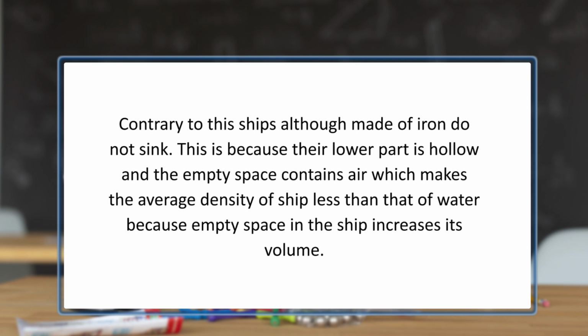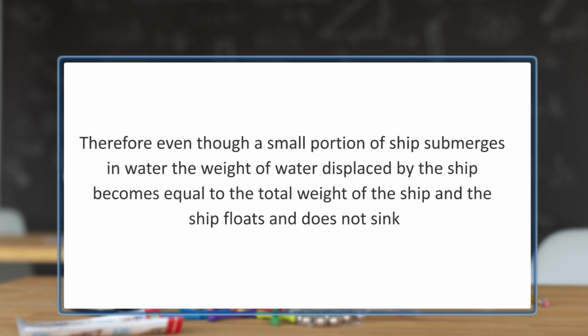This is because their lower part is hollow, and the empty space contains air, which makes the average density of the ship less than that of water, because empty space in the ship increases its volume. Therefore, even though a small portion of the ship submerges in water, the weight of water displaced by the ship becomes equal to the total weight of the ship, and the ship floats and does not sink.